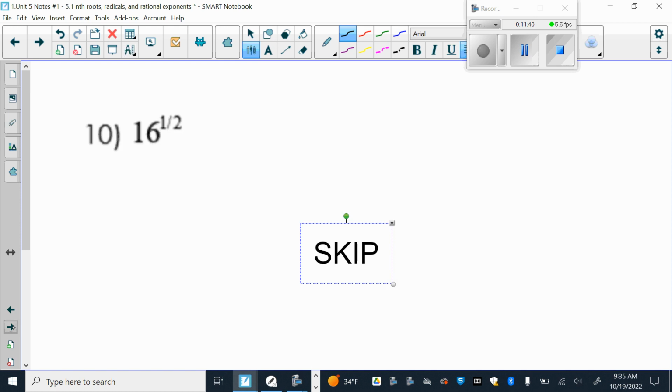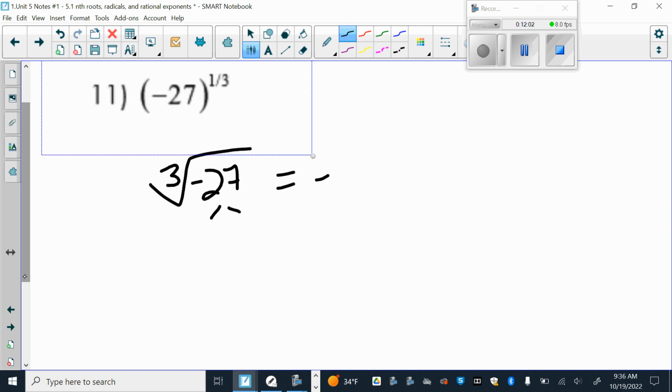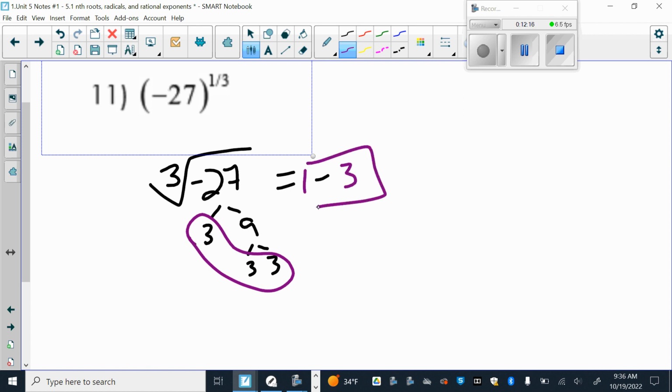We're going to skip number 10 for time purposes. All right, number 11. So negative 27 to the 1/3 power. Using that relationship, I can rewrite this as the cubed root of negative 27. So from here, I can simplify. That's going to be negative, since it's an odd root, I can take the cubed root of a negative number. That's 3 times 9, which is 3 times 3. So we end up getting negative 3 as our answer. Cubed root, we're looking for 3 of a kind.